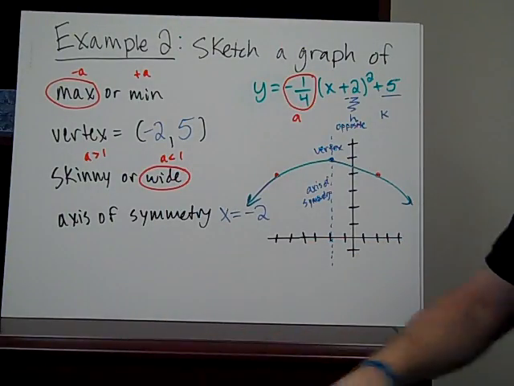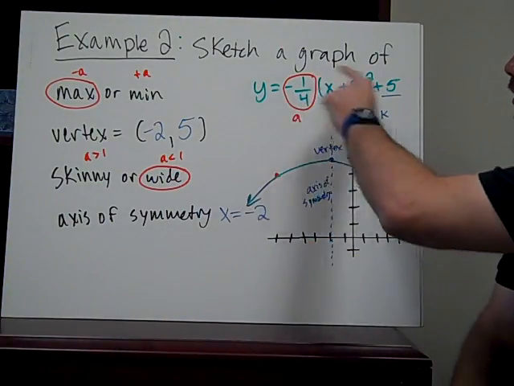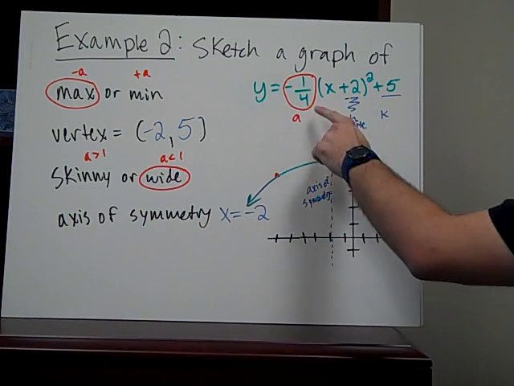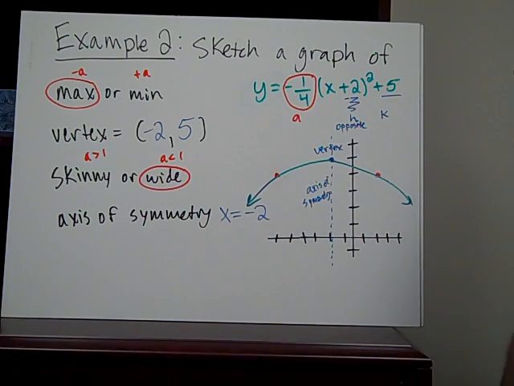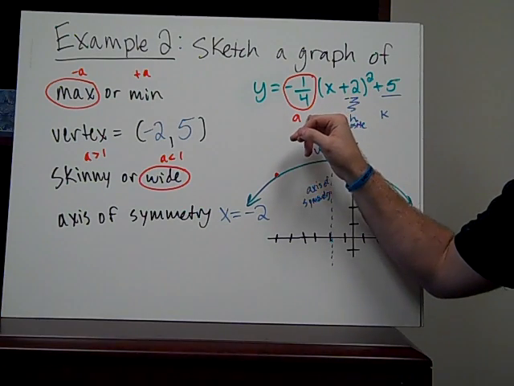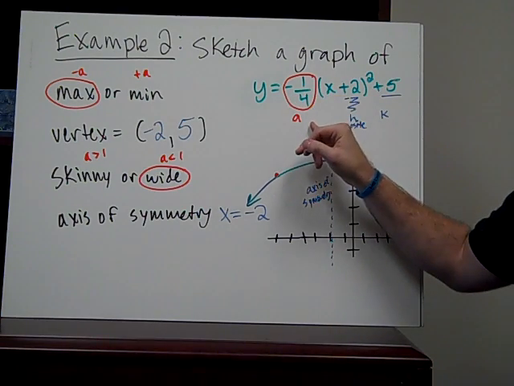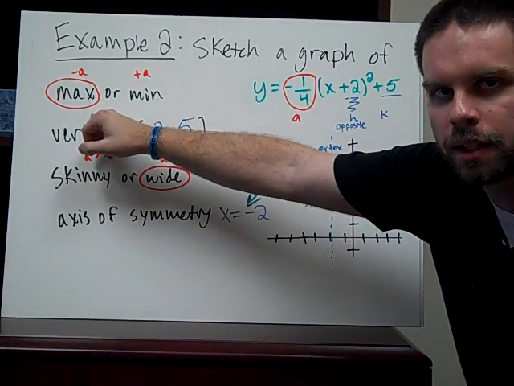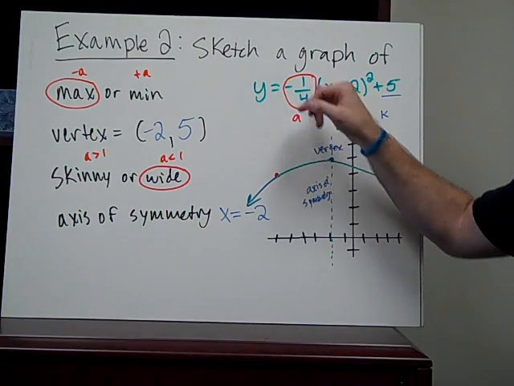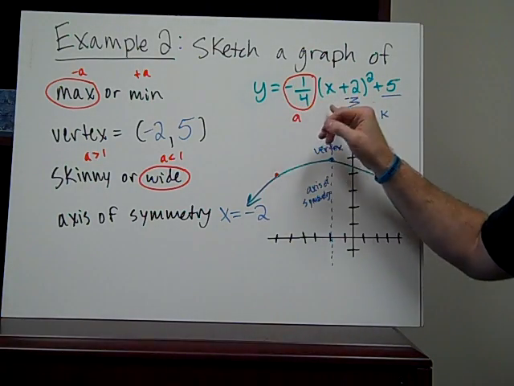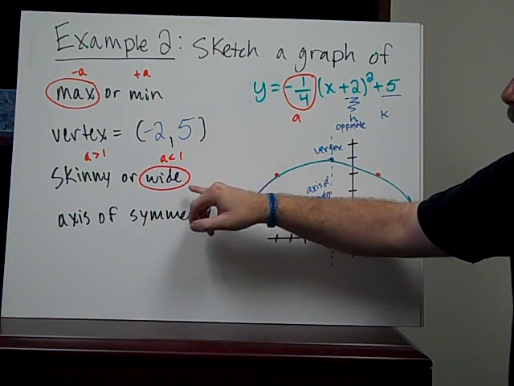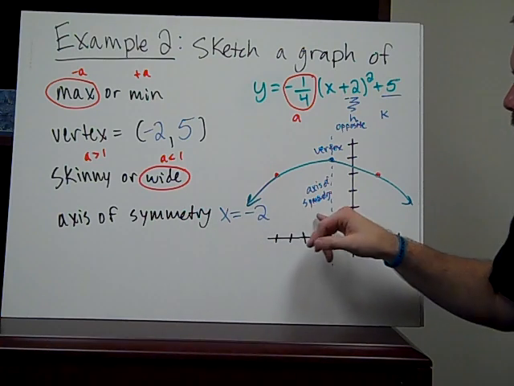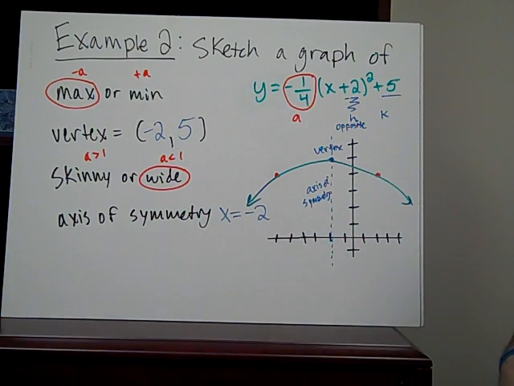So here's the next example. It's very similar: sketch a graph of this function. So we have -1/4 (x + 2)² + 5. Again, we look at our first number, the A, the one circled in red. That is a negative number, so we know our graph's going to be a maximum. Also, 1/4, we ignore the negative. 1/4 is smaller than 1, so it's going to be a wide graph. And you can see that already in the graph that I have over here.